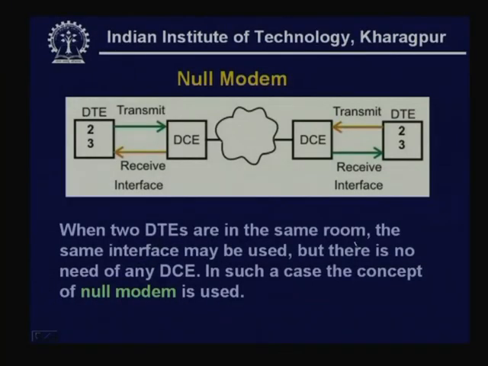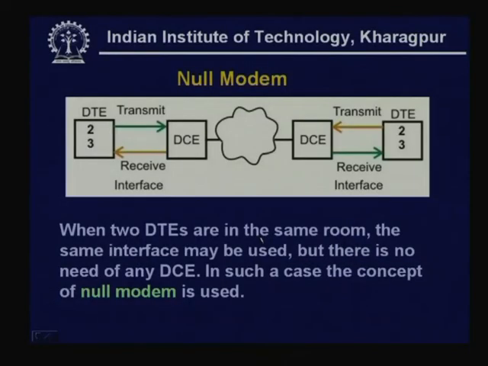We have seen that whenever the data transmission has to take place over long distance, the two DTEs will require two DCEs, and then through the telephone network communication can be done. However, when two DTEs are in the same room, the same interface may be used, but there is no need of any DCE. In such a case, the concept of null modem is used. That means, whenever the communication is over a very short distance, there is no need for any DCE. However, we can make use of the good old RS232 or EIA232. How it can be done is explained here.